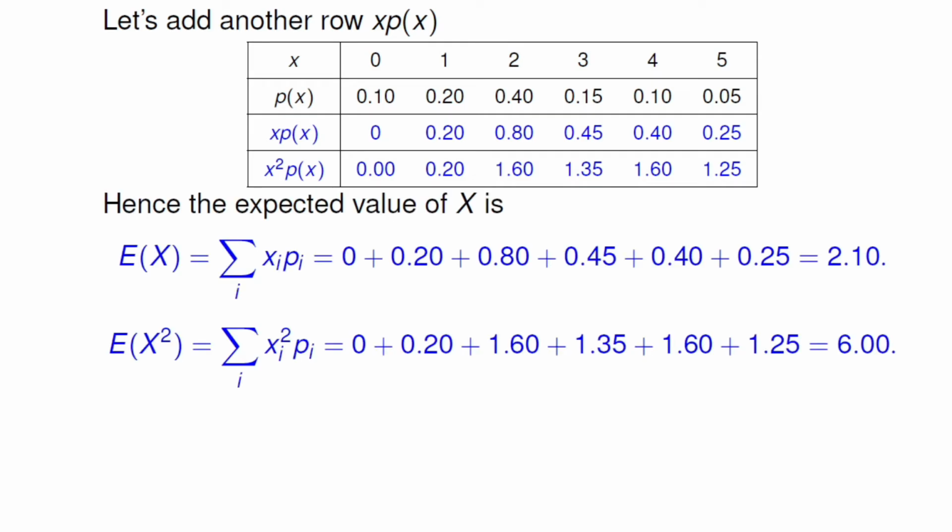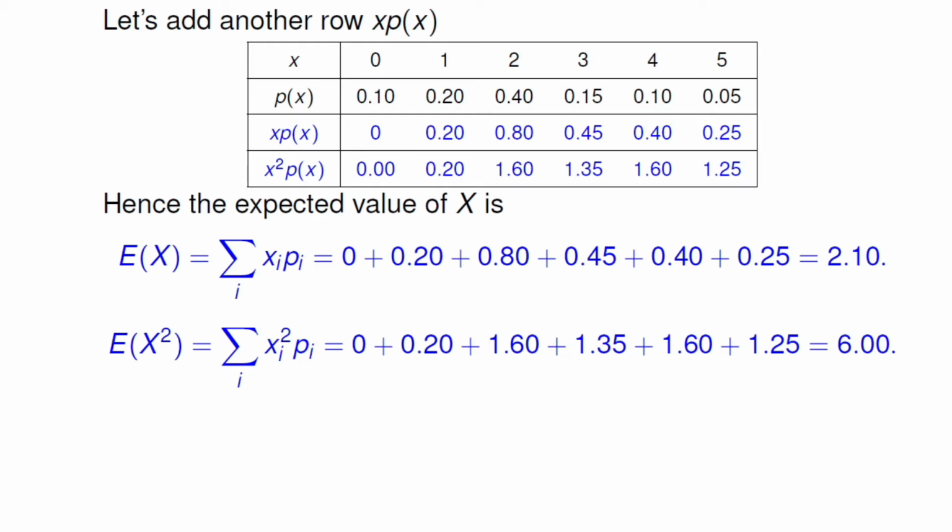Expectation of x is the summation of the products in the third row. So 0 plus 0.2 plus 0.8 plus 0.45 plus 0.4 plus 0.25, that's 2.10. And the expectation of x squared is the summation in the fourth row. So that's 0 plus 0.2 plus 1.6 plus 1.35 plus 1.60 plus 1.25. That is 6.00.